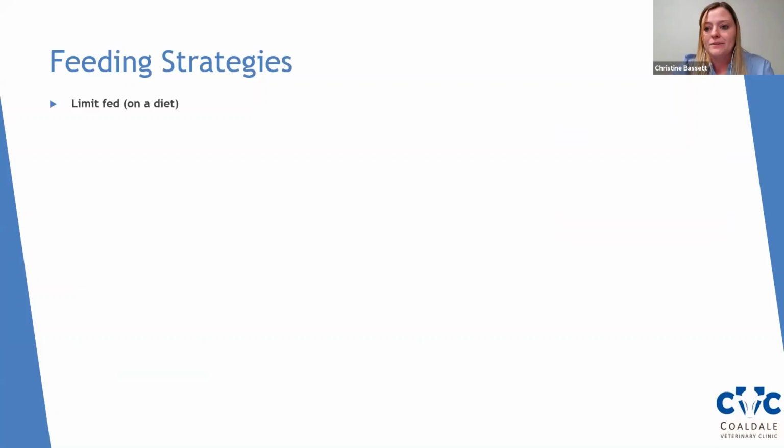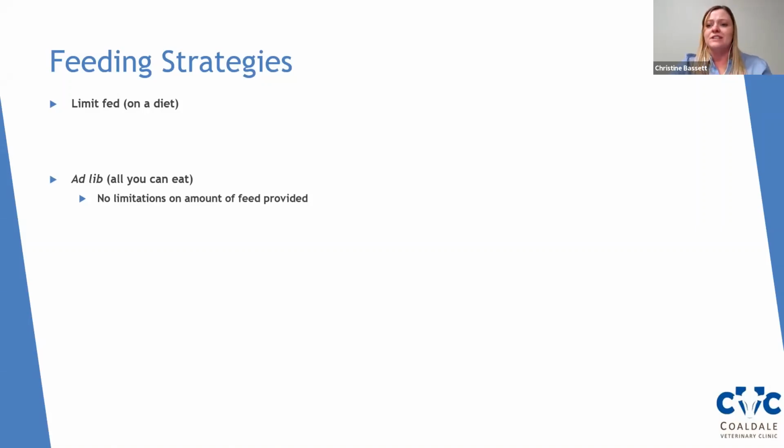So there's two main different feeding strategies that guys will use during a backgrounding operation. That's either limit fed, so those calves are on a diet, so the ration is formulated to meet the specific average daily gain when they're fed X many pounds a day per this amount of body weight. Or the other option is ad lib. So that's like the all-you-can-eat buffet. You go up to the table, you can eat all you want.